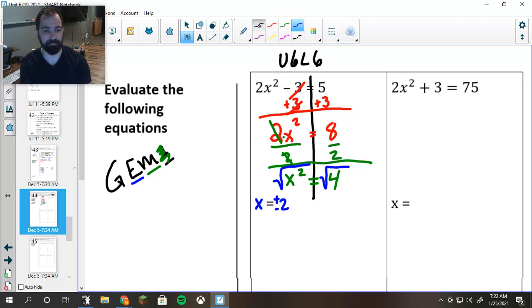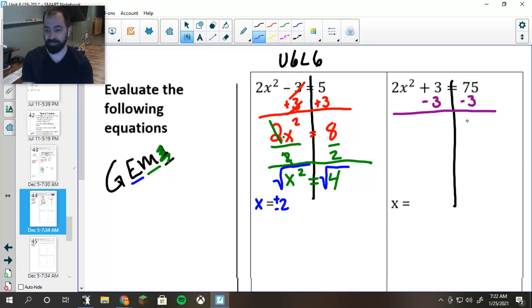Let's try another one. First step here, splitting that equation. Well, let's get rid of the plus 3, so we're going to subtract 3 from both sides. 75 minus 3 is 72. 3 minus 3 is 0. We just erase those from the equation. Can't do our squaring yet because we have 2 times x squared, so let's divide by 2. 2 divided by 2 is 1, so we're left with x squared equals 72 divided by 2.